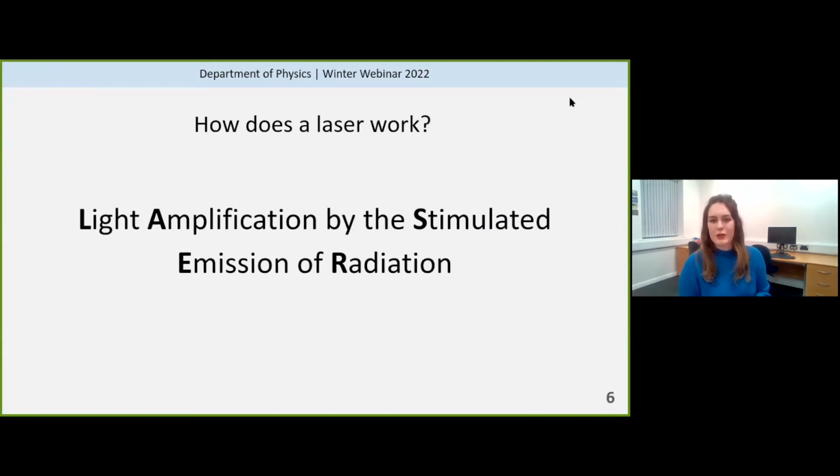So in terms of how we actually produce a laser, this is really critical in terms of understanding how we actually produce our high power lasers as well. So how do we get a laser to work? Where does it come from?